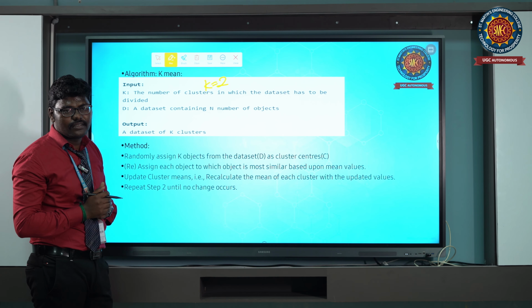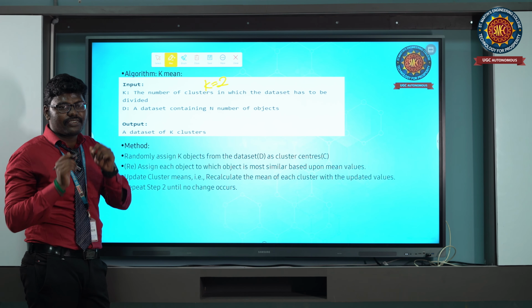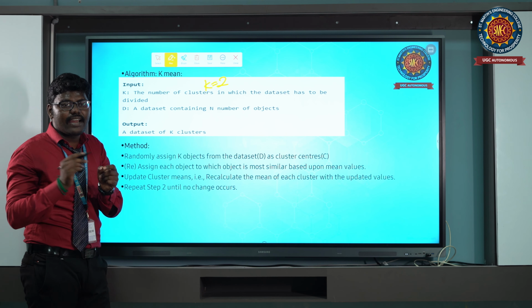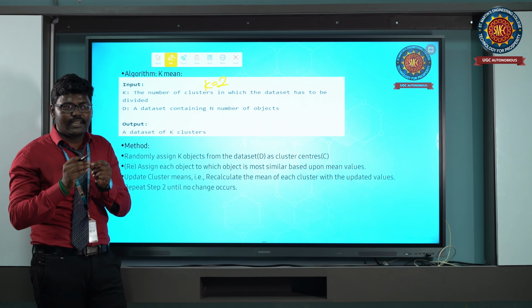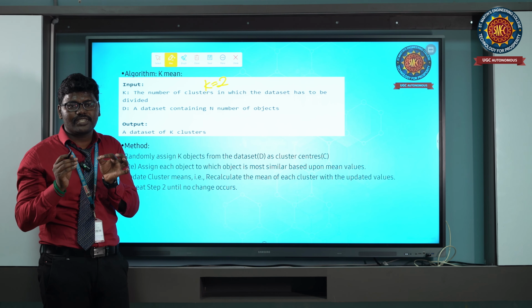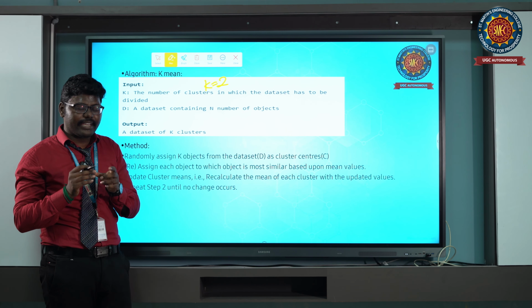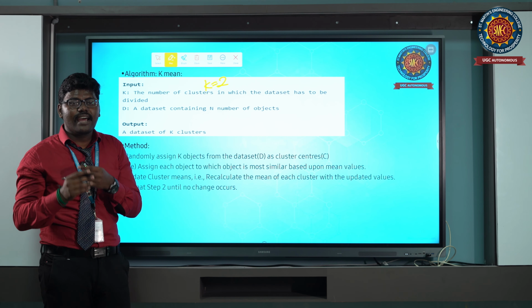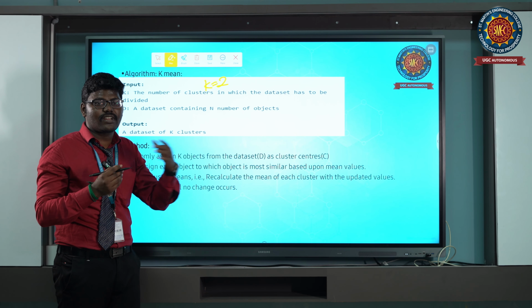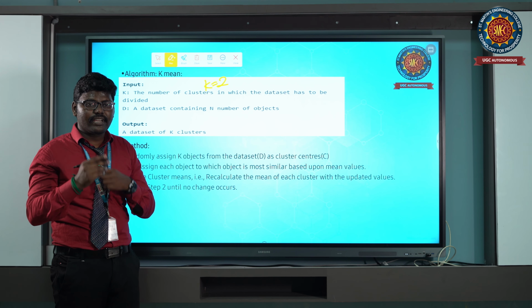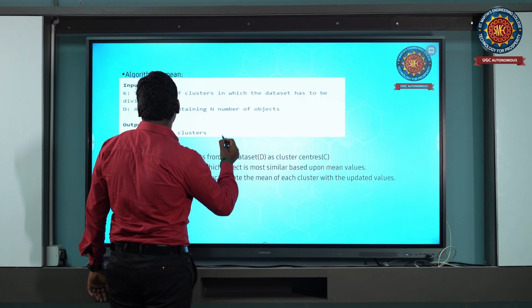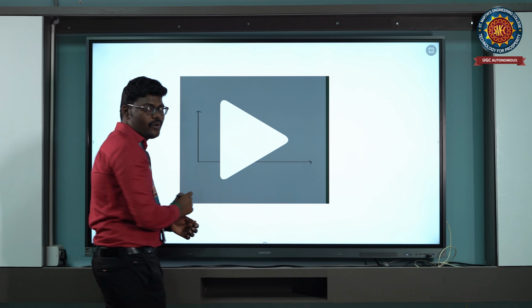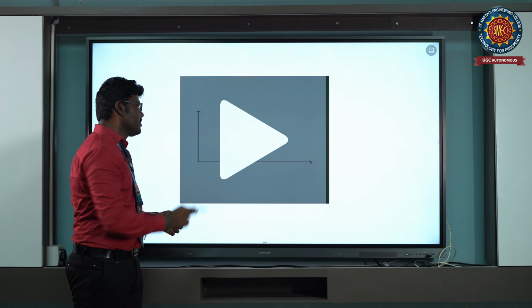And the method, I already told the method. First we choose one random centroid point and find the similarity of the data points, finding the closest distance objects. We calculate the mean values, and when the mean value comes the same, we stop the process; until then we continue. Okay, next we can see one video to get and understand.